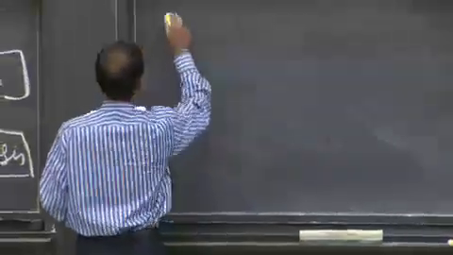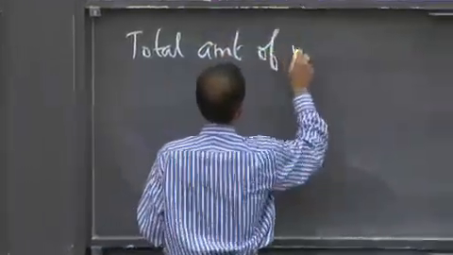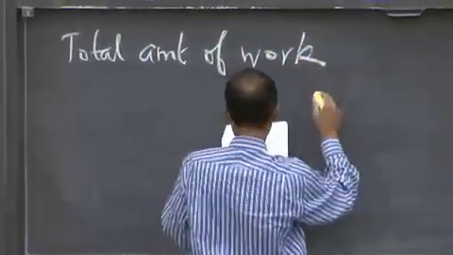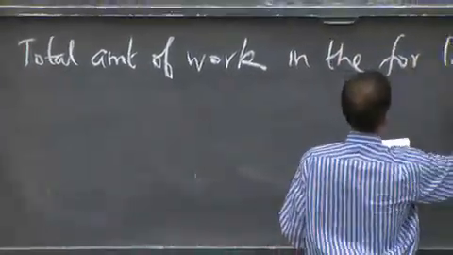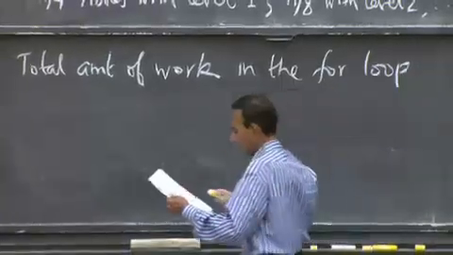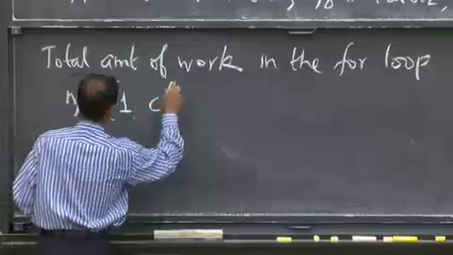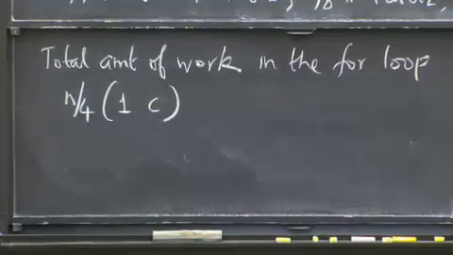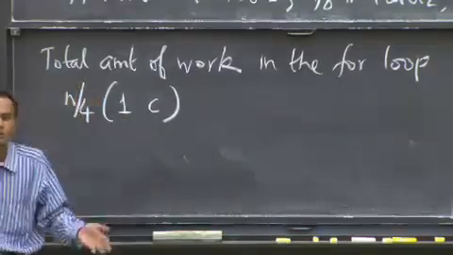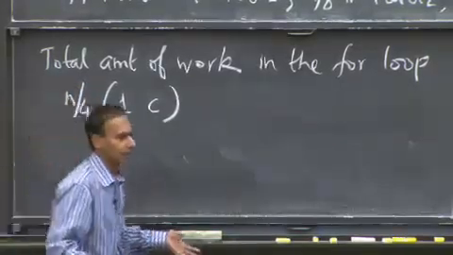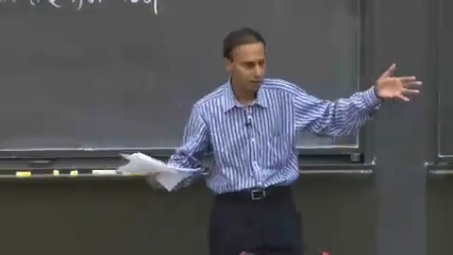And so the total amount of work in the for loop can be summed as n divided by 4 times 1 times c. So I have one level here, and I'm going to do some constant amount of work for that one level. I'm just going to put c out there because eventually I can take away the c, right? That's the beauty of asymptotics.